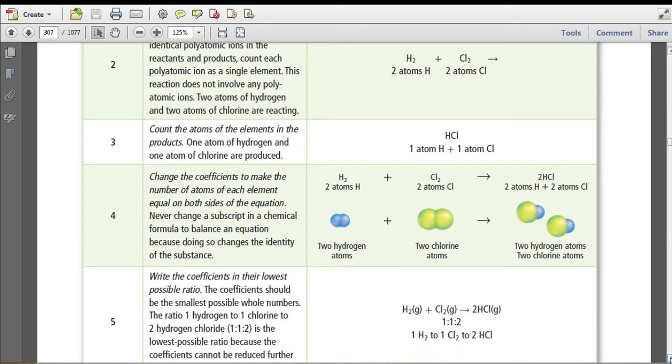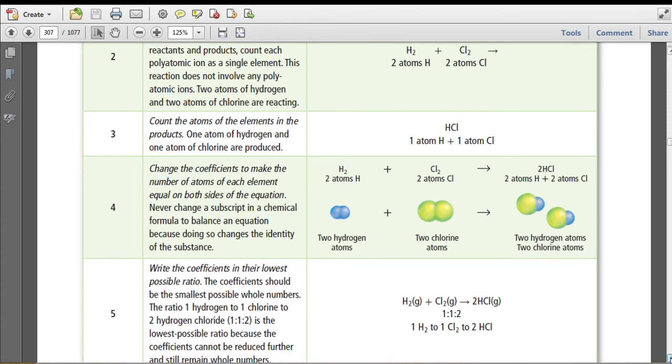Right, so to do that, because we have 2 hydrogens and 2 chlorines on our reactants, but 1 hydrogen and 1 chlorine on our product, the best thing to do is to put a 2 in front of the HCl so that we end up with 2 hydrogen atoms and 2 chlorine atoms on our product.